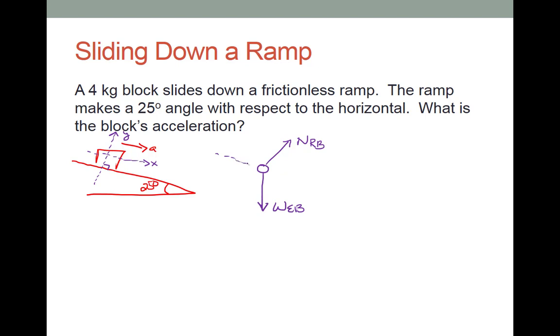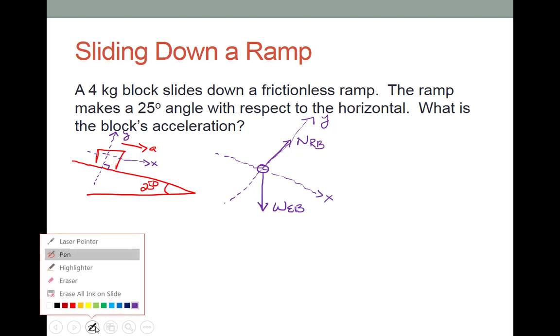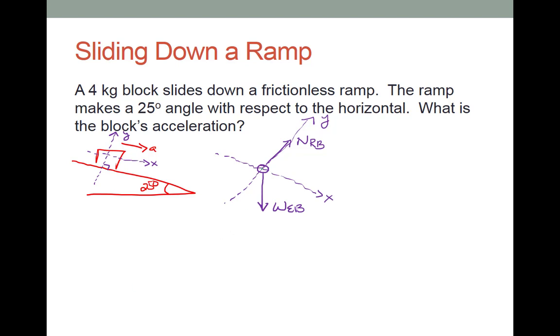And remember, my coordinate system aligns with the ramp. So my normal force is strictly in the y direction, but my weight force is not in x or in y. So I've got to define its coordinates. Let's try components. The y component will follow the y-axis, so this is W_EB,y. And the x component will be parallel to the x-axis, so that is W_EB,x. There's my 90-degree angle. And what I really need to know is, what is this angle theta?